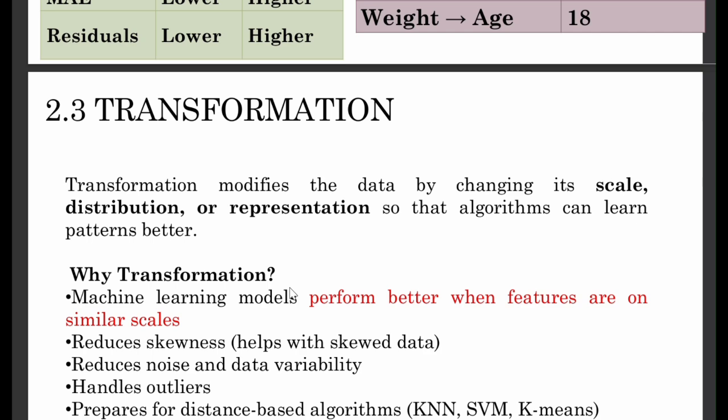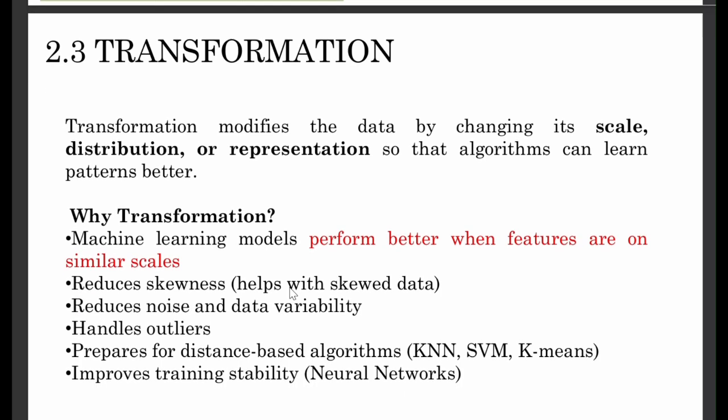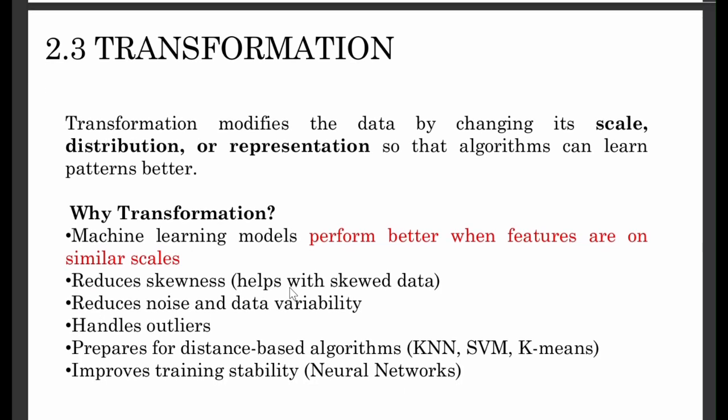Now the major component of the data preparation is transformation. Transformation modifies the data by changing its scale, distribution or representation so that algorithms can learn patterns better. Why do we need transformation? There are several compelling reasons. Machine learning models perform better when features are on similar scales. If one feature ranges from 0 to 1 and another ranges from 0 to 10 lakhs, the model will incorrectly place more importance on the feature with the larger range.